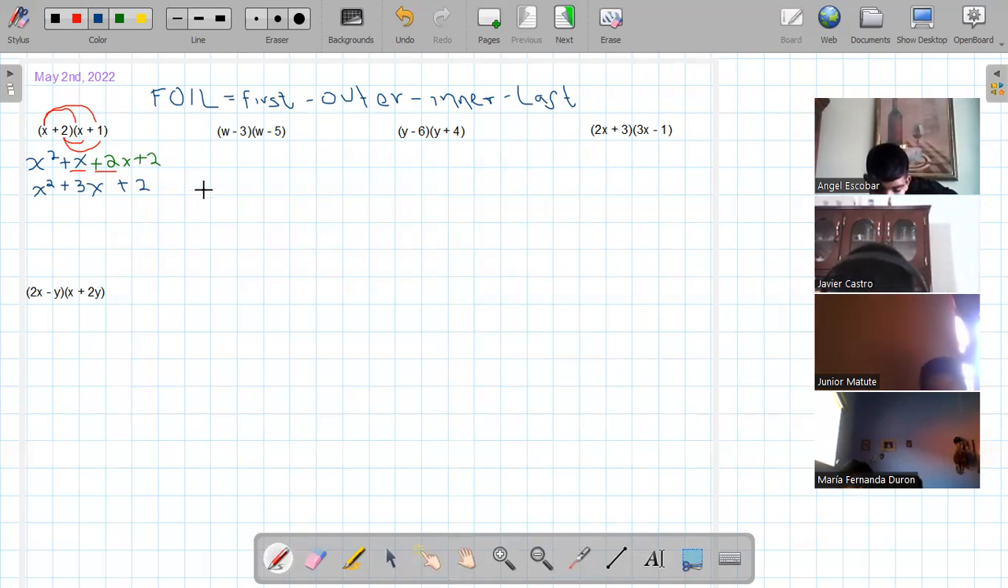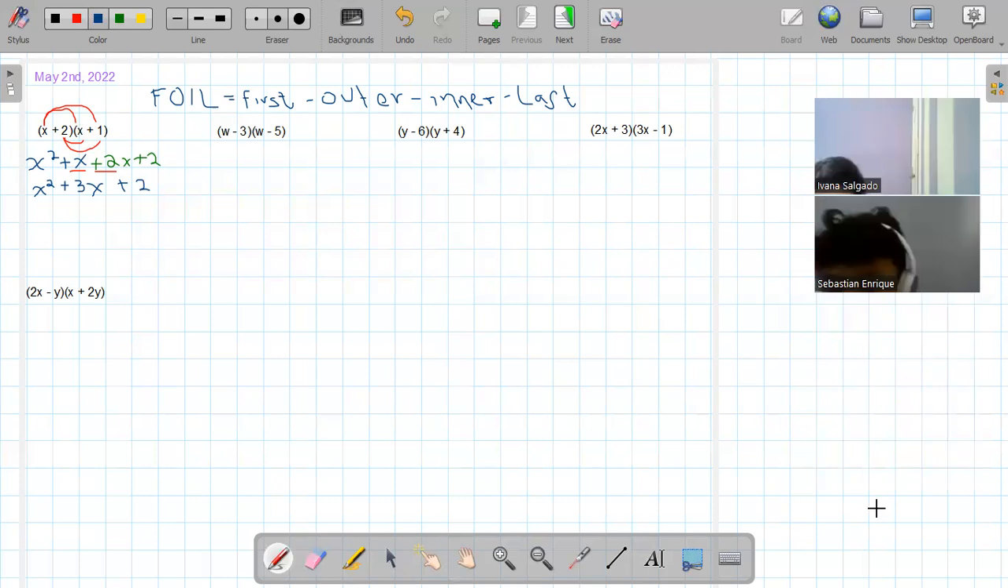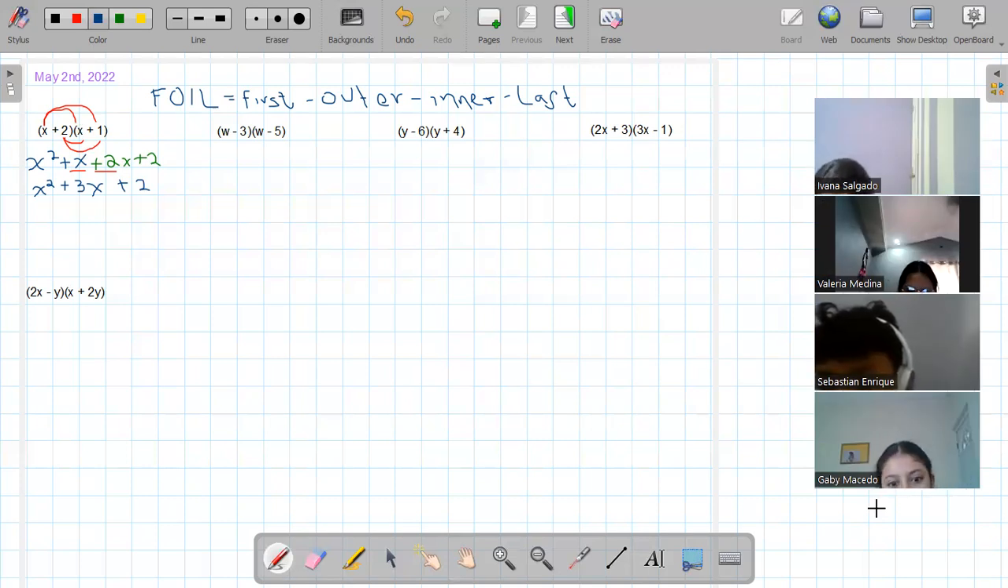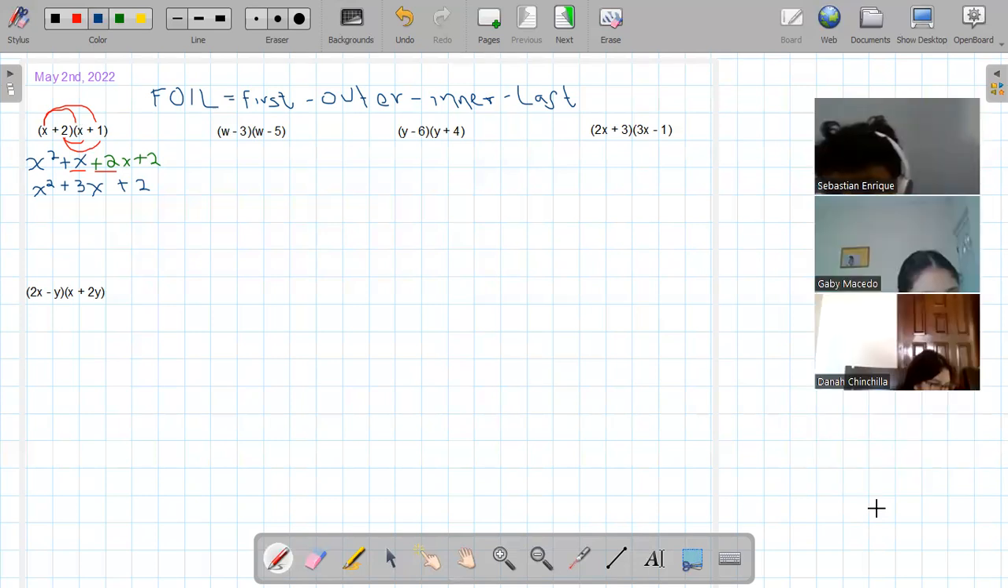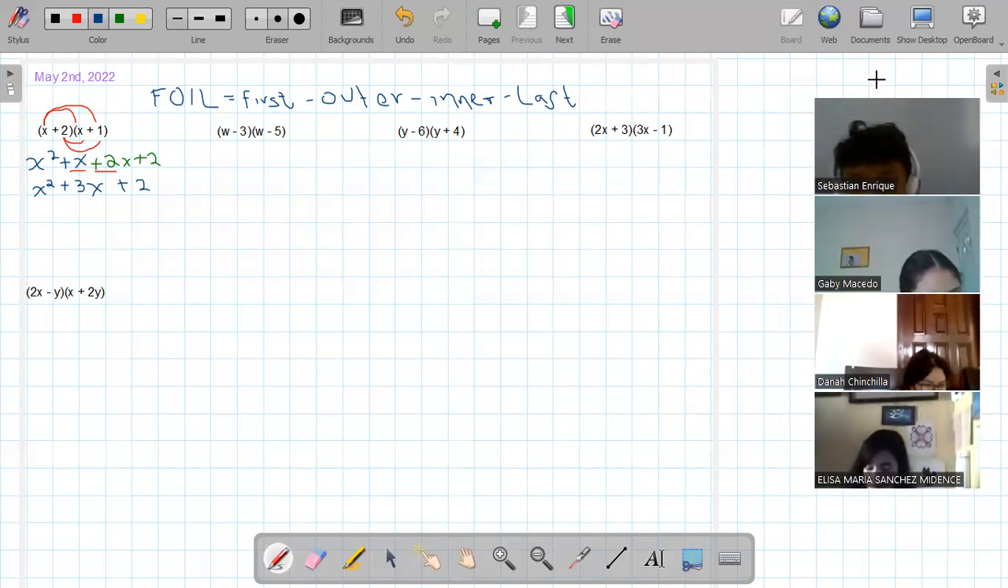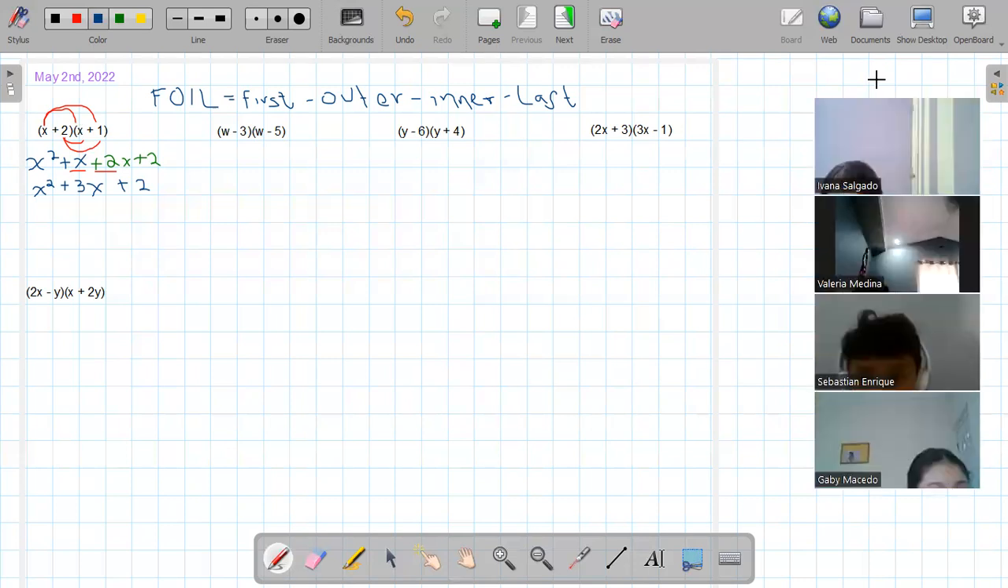Right now, notice that every single time you have a binomial multiplying a binomial, you multiply it using the distributive property or FOIL, and you will get a 4-term polynomial in which the middle terms are like terms. So you simplify that and your final answer is going to be a trinomial. Are we clear with that? Yeah? Okay.